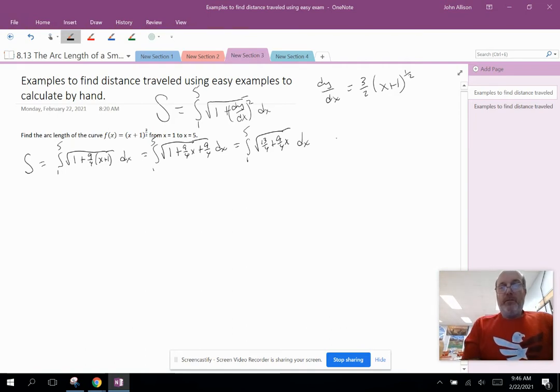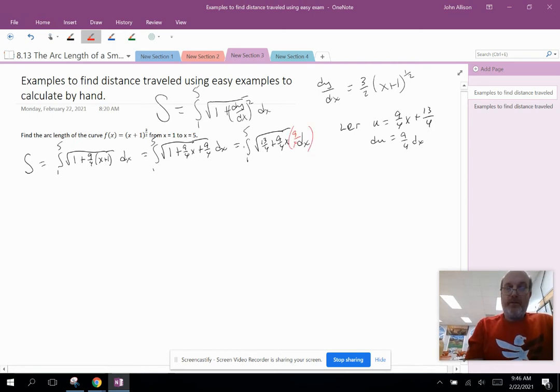And if I want to integrate that, I'm going to make a u substitution. I'm going to let u equal 9/4 x plus 13/4. That's going to make du equal to 9/4 dx. I have my dx, so to switch this to be in terms of u, I'm going to need a 9/4 here, outside the square root. To make that happen, I'm going to have to multiply by 4/9 on the outside of the integral. And that's going to allow me to rewrite this integral.